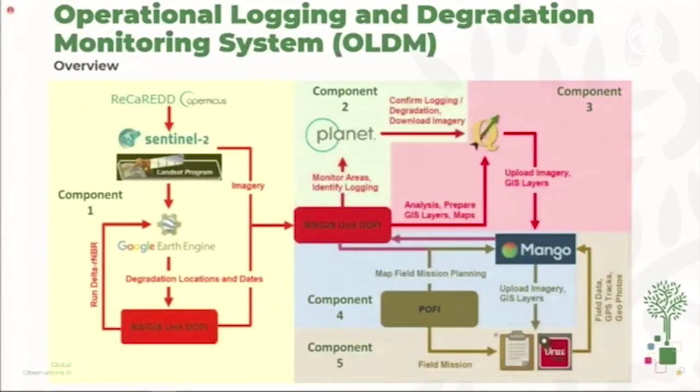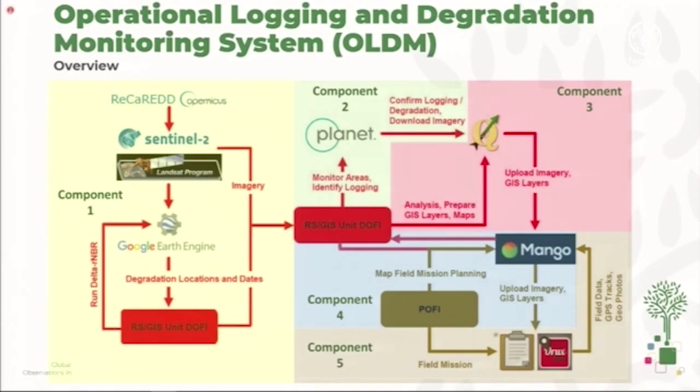And another one is the Operational Logging Degradation Monitoring system, or OLDM, called in short. So again, this one has been developed mainly on law enforcement to detect illegal logging or to monitor the logging area inside the concession. So basically, again, in component two, the Planet data was used here, and the field validation, same thing as previously. With a combination of the Delta R and BR to detect the very small disturbance in canopy, then we confirm with Planet, and then we go to the field to see whether there is logging or not.